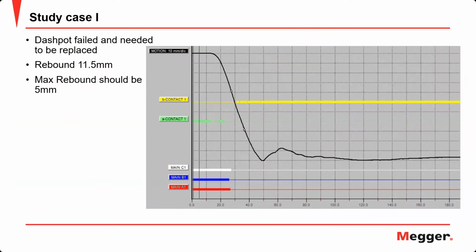So to understand the importance of motion measurement, we have some case studies. You can see in this curve, in this region, we have high rebound of the contacts. The specified rebound, according to the specific breaker, should not exceed 5 millimeters. However, when they measured it, it exceeded 11.5 millimeters.